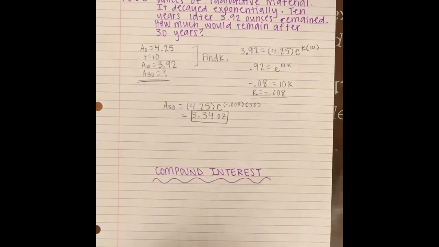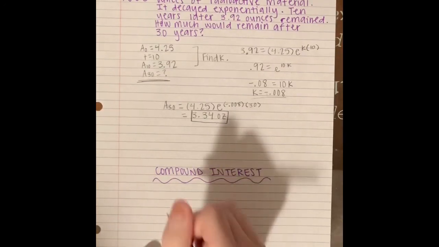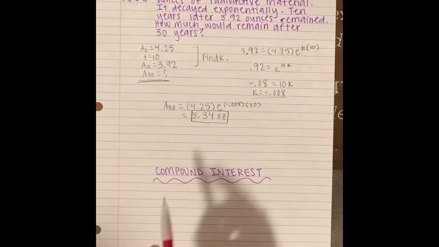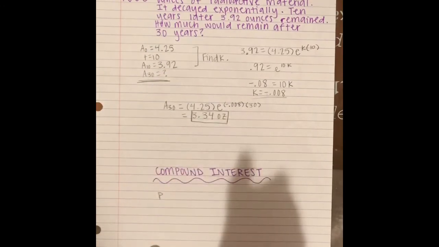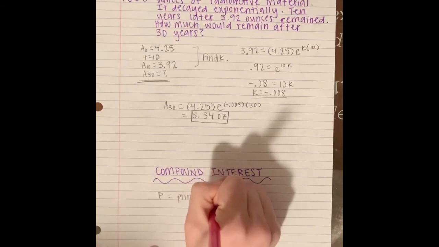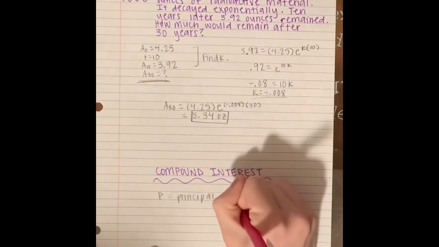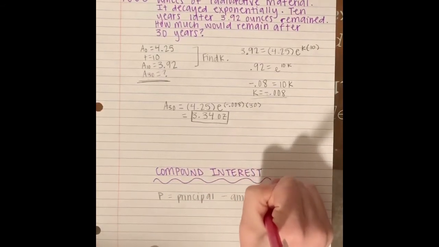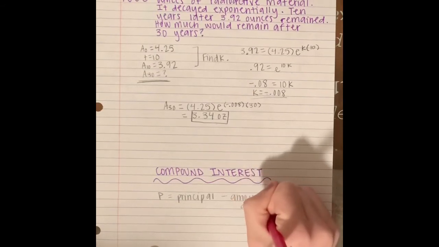There's one more way we can use exponential functions pretty easily, and that's to measure compound interest over time in like a savings account at a bank. And there's a formula for compound interest. Instead of using A sub 0, we're going to use P, which stands for principal. And all that means, principal is the amount that's deposited in the account at the very beginning. So it is the original amount.